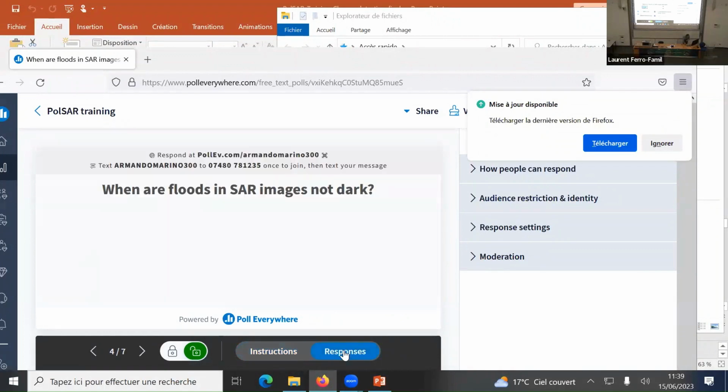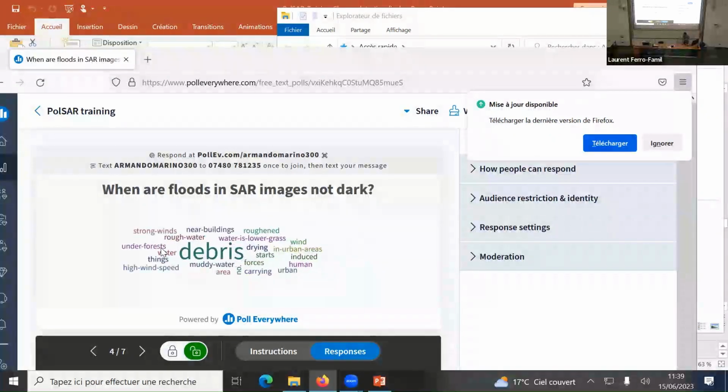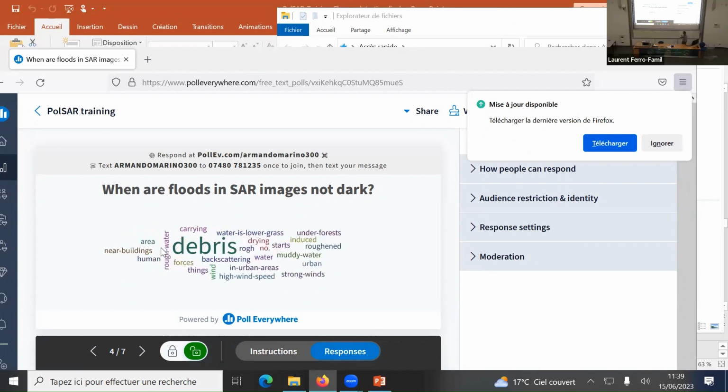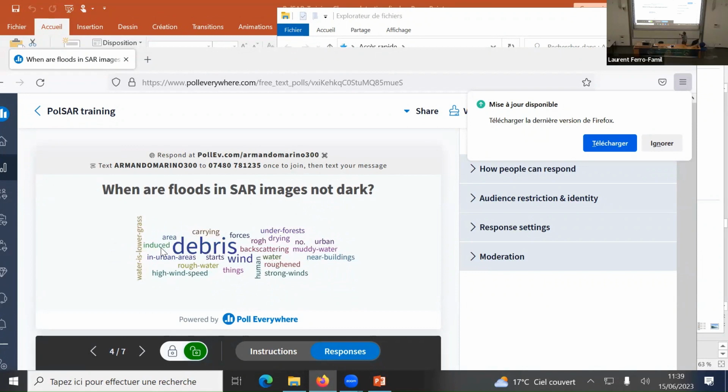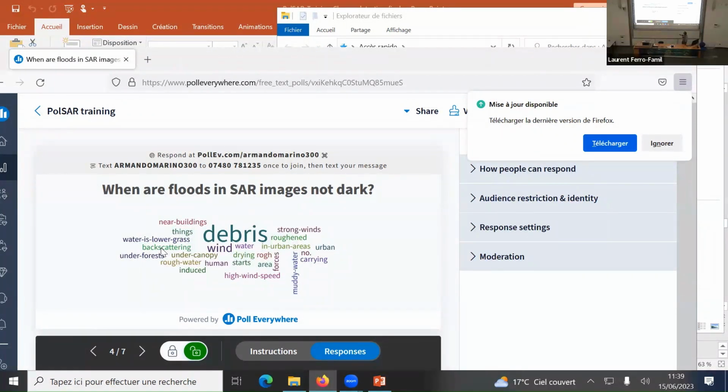Let's see the responses. The breeze, yes, very good. Under forest, very good. Muddy water, no, this is not good. In urban areas, exactly, very good. Some answers are split, I think. Strong winds, very good. Wind and the breeze, I think these two seem to be the winners. Absolutely right. If you have stuff on top of the water that floats around, then you have a very strong return. We recently saw that also plastic in big accumulations can have a strong return. This was a recent paper, ask me later if you want, that was done in the Balkan regions.